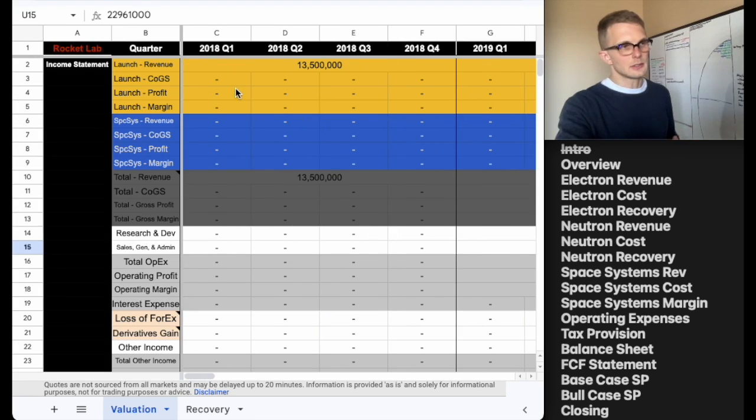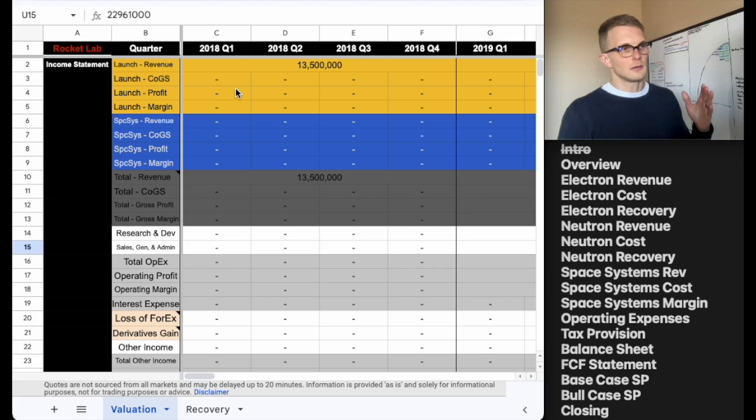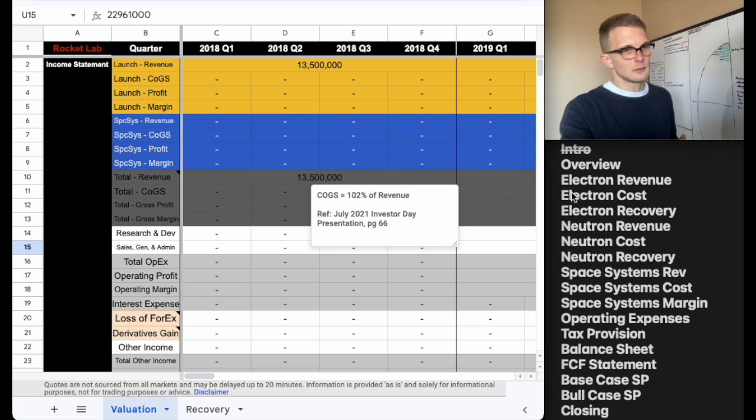So what we're going to do here is go through each part of the business. Rocket Lab breaks it up by launch and by space systems, but we're going to take that one step further, and break launch into the Electron, then the Neutron. And as you can see on the right side here, we'll do Electron, Neutron, space systems, and then everything else.